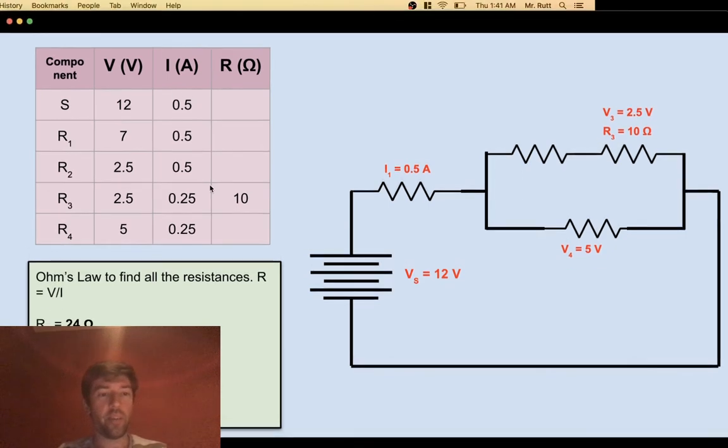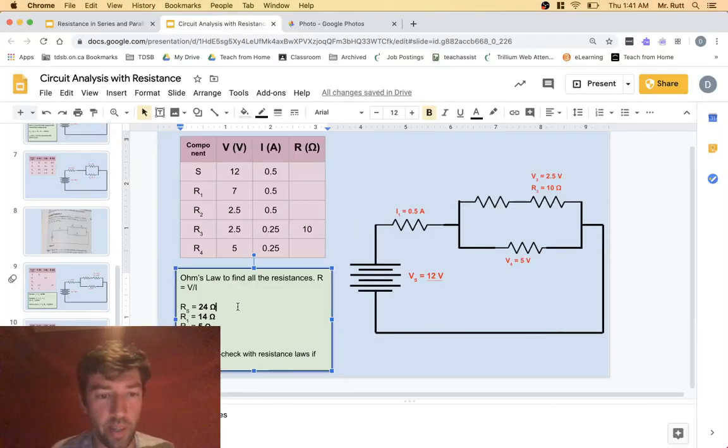I think I need to fix a couple of these because of that mistake I had just made. So R4 should actually be 20. And I think that's it. Okay.